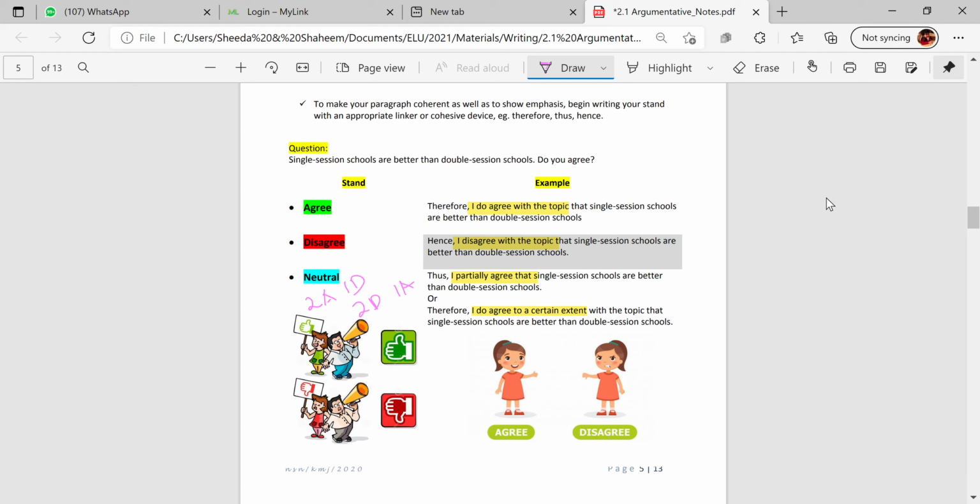So again, do remember, do not forget to have your cohesive devices or linkers, therefore, hence and thus, to indicate a clear organization of your ideas. Okay, is that clear? Again, you must indicate clearly your stand, whether you agree, disagree, or have neutral or partial agreement. And you can use this template to construct your stand later.